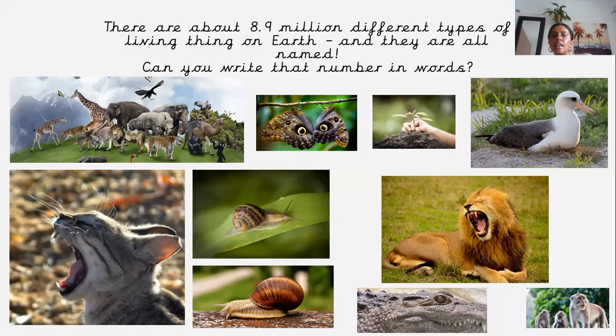Okay, and it says here there are about 8.9 million different types of living things on Earth, and they are all named. Can you write that number in words? Let's see if you could do that. That would be fun. Get your whiteboards out and see if you can write 8.9 million in words.